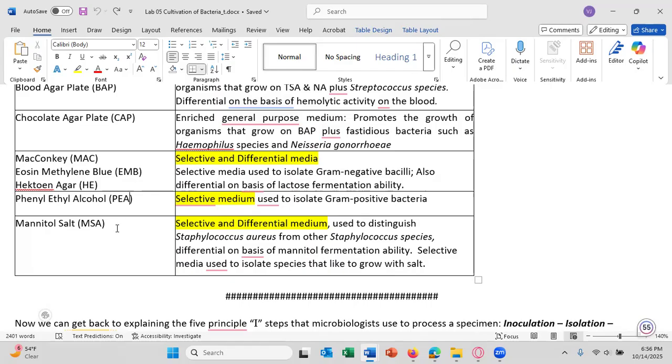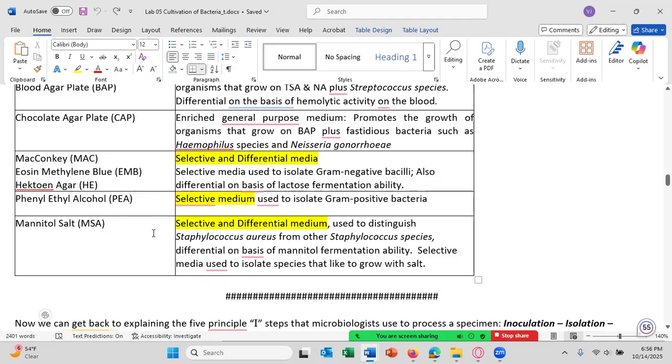If it can grow on MSA, it can tolerate the 7% salt. So that's selective. It's also differential on the basis of mannitol fermentation. If the bacteria can ferment the mannitol, they will have a yellow halo around the colony. The colony itself may turn yellow.